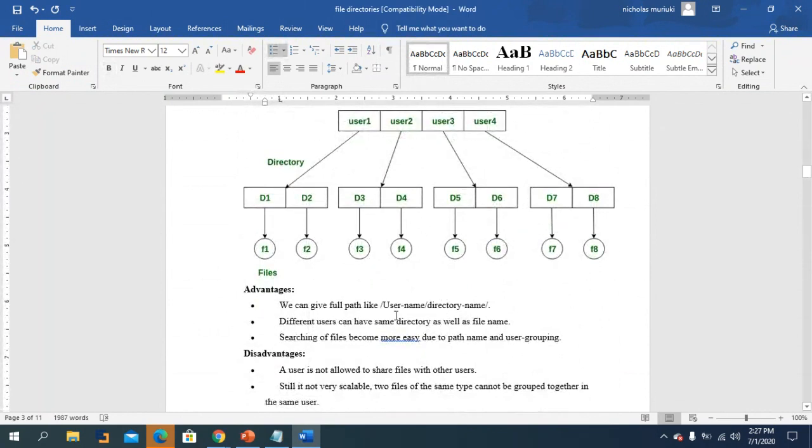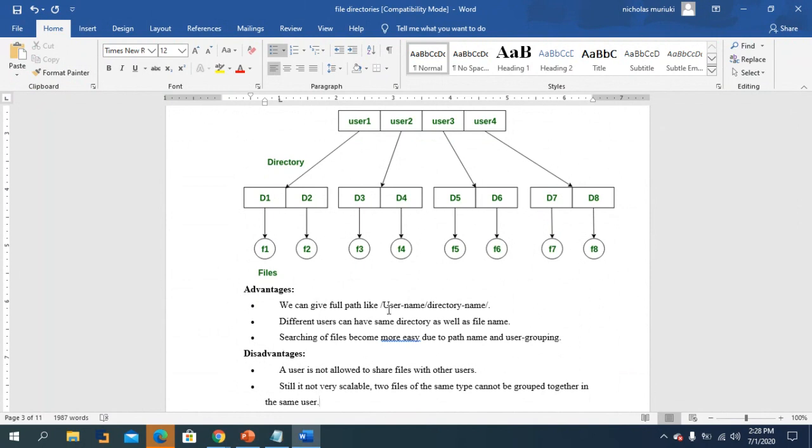We can give a full path like username directory. I remember we talked about two paths, absolute and relative pathing. Absolute pathing, we said, starts from the root directory and goes up to the files that we have. Then we have the relative path, which starts immediately after a specific directory.